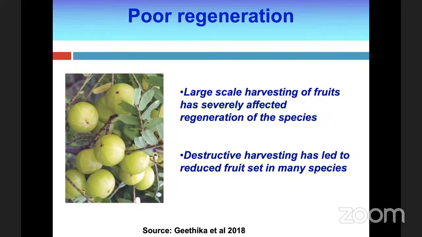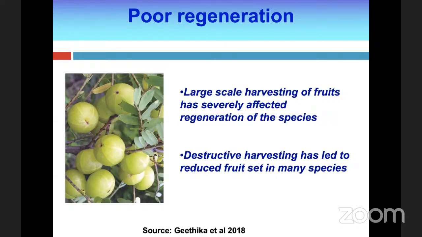For a large number of species, what we call non-timber forest products, which are medicinally important or otherwise, we harvest fruits on a large scale. For example, the fruits of Emblica are harvested quite widely all over the Western Ghats or all over India as such. Large scale harvesting of fruits has severely affected the regeneration of the species, especially in the wild. I'm not talking about cultivation now, but in the wild, there has been a severe impact on the regeneration of the species.